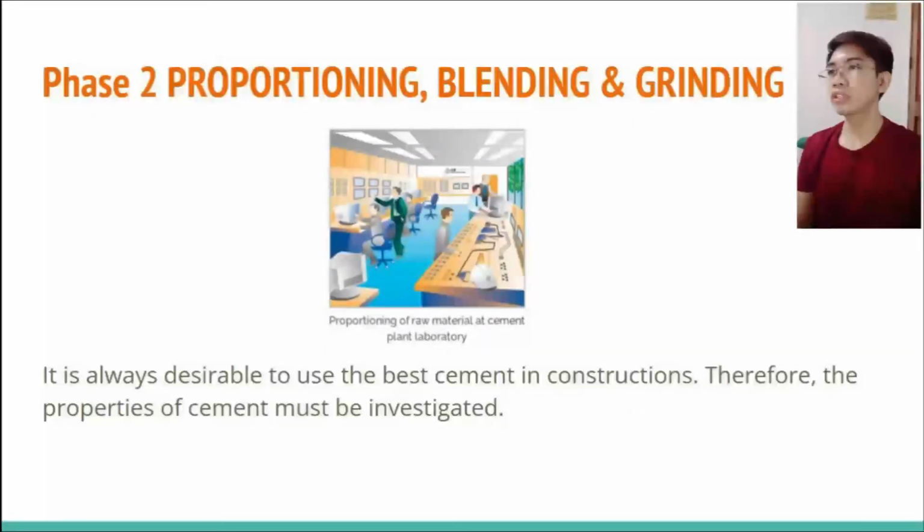Now we'll go on to phase 2, which is the proportioning, blending, and grinding of cement. The raw materials from the quarry are now routed to plant laboratories where they are analyzed and proper proportioning of limestone and clay is made possible before the beginning of grinding. By altering the amount of any ingredient during cement production, one can achieve the desired cement quality.